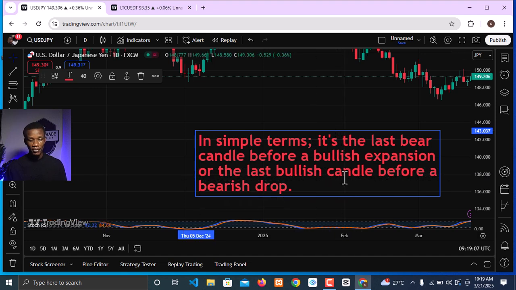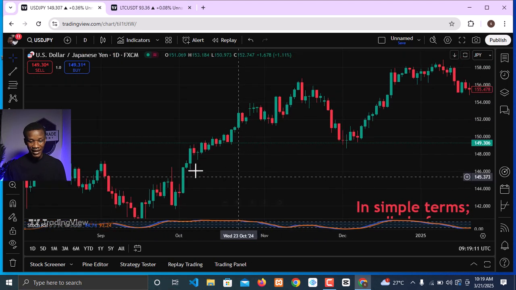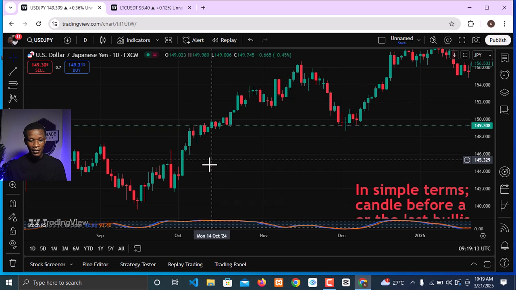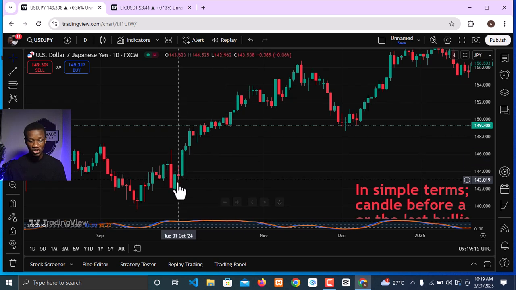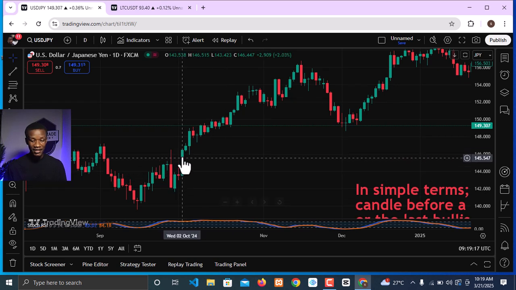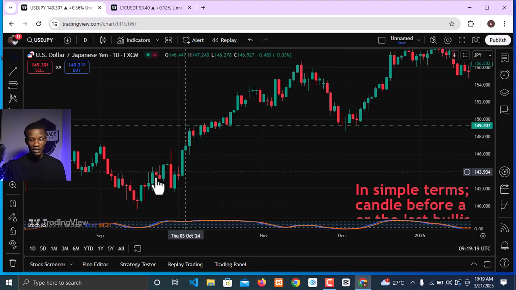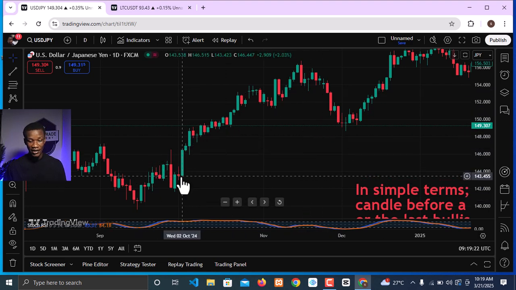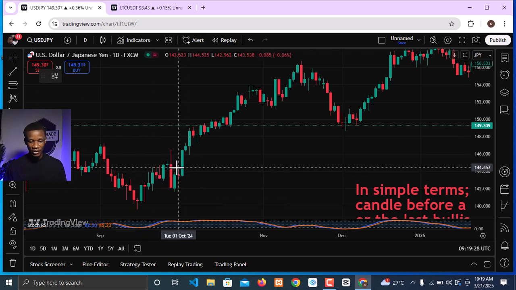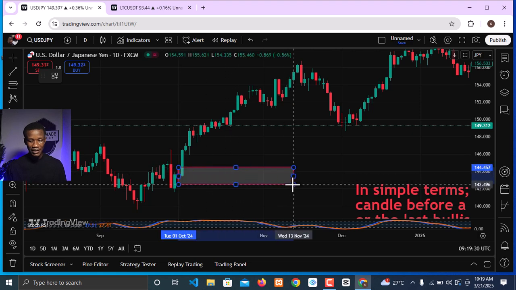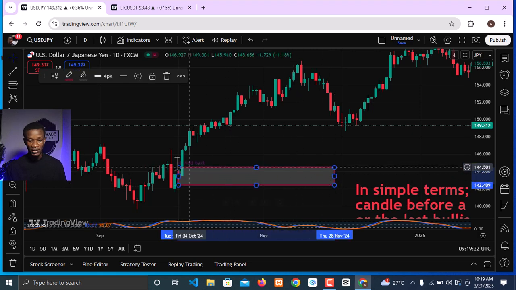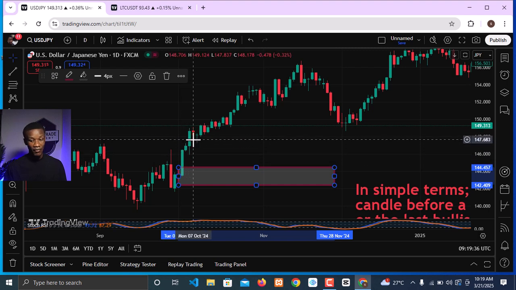So if you come right to this point and look at what the market did here, you see the last bear candle before the bullish expansion is this very candle, and the market moved significantly upward. That means if the market comes back down into this area in the future, the market is going to react to this point. So this is our order block right here, because this is the last bear candle before this bullish expansion to the upside.